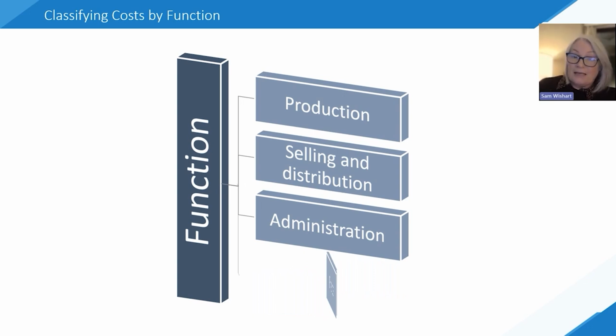Costs relating to the admin function will include head office costs, such as HR costs and IT support. And then finally, finance-related costs will include overdraft and loan interest, along with any bank charges.